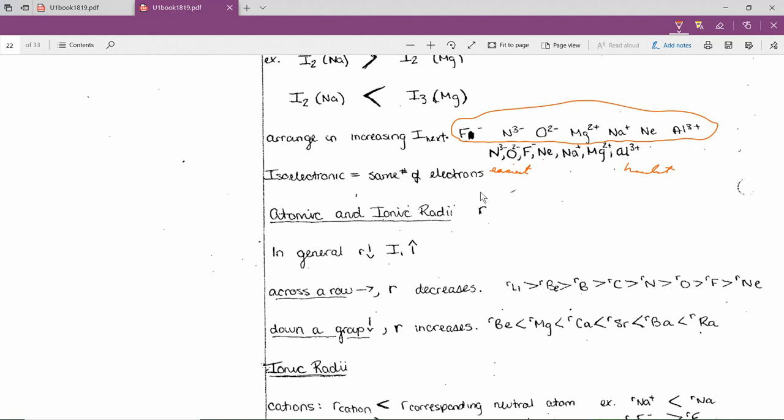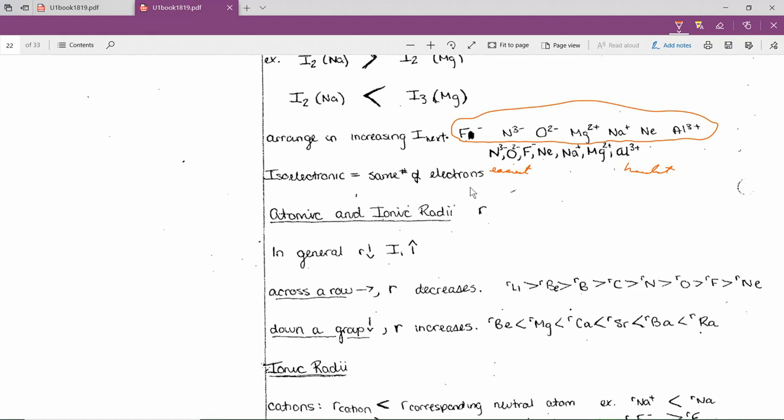Okay, this isn't one of these 1, 3, 2, 4, 6, 5, 7, 8 situations. It's just an isoelectronic series. You're just counting how many protons there are because you have the same number of electrons all the way through. Okay?